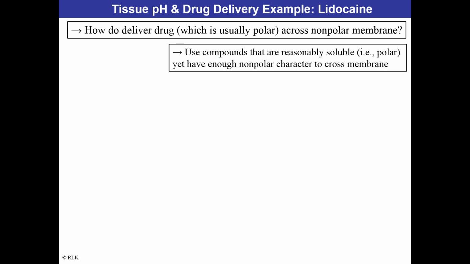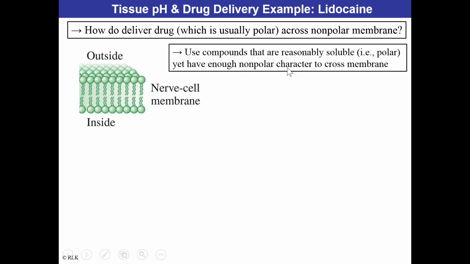Now, let's take a look at tissue pH and drug delivery, and we're going to use the example of lidocaine, okay? How do you deliver a drug which is usually polar across a non-polar membrane? This is where it becomes really important to apply everything that we've been learning about polarity, some of these molecules and their functional groups, and now we're actually using a real life example here. You use compounds that are reasonably soluble, yet have enough nonpolar character to cross the membrane.